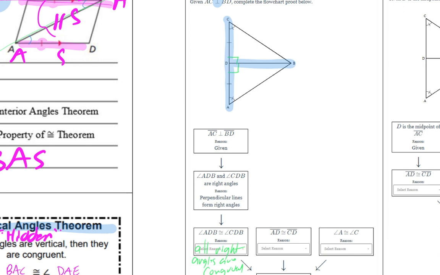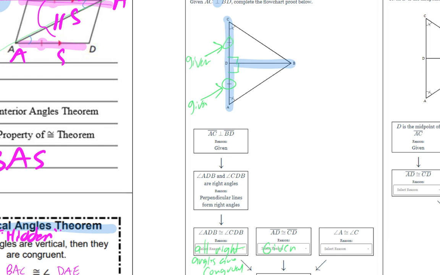Okay, what about this one? AD is congruent with CD. How do we know that? Well, if we look over here, we see that, right? And the reason why is because they give it to us. It's given to us by these marks right here.